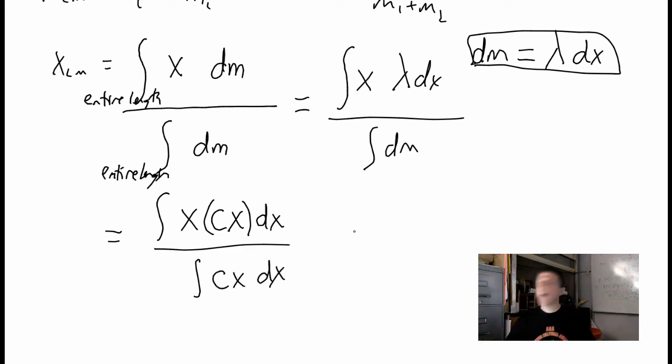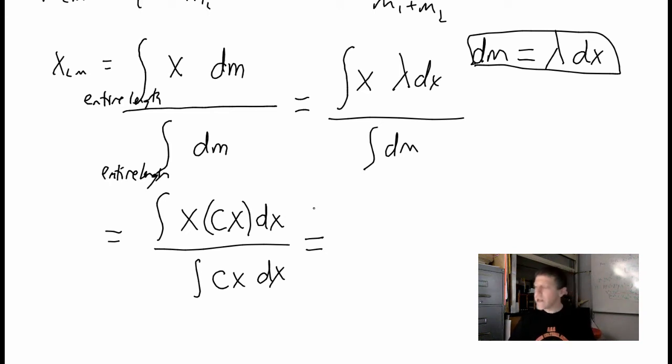Now you may be tempted to say, oh, I'll just cancel. You can't cancel yet, because we have to integrate first. As it will turn out, c will cancel, but we have to integrate first before we can do any cancellation. What do you get when what is x times cx? Or what do we get?